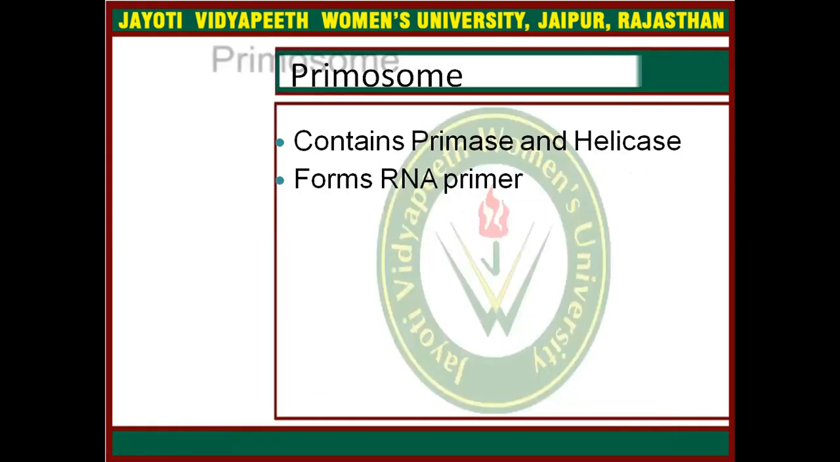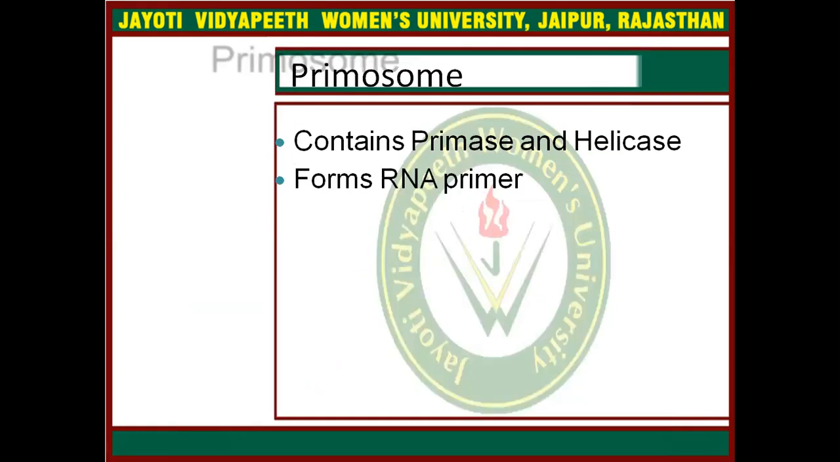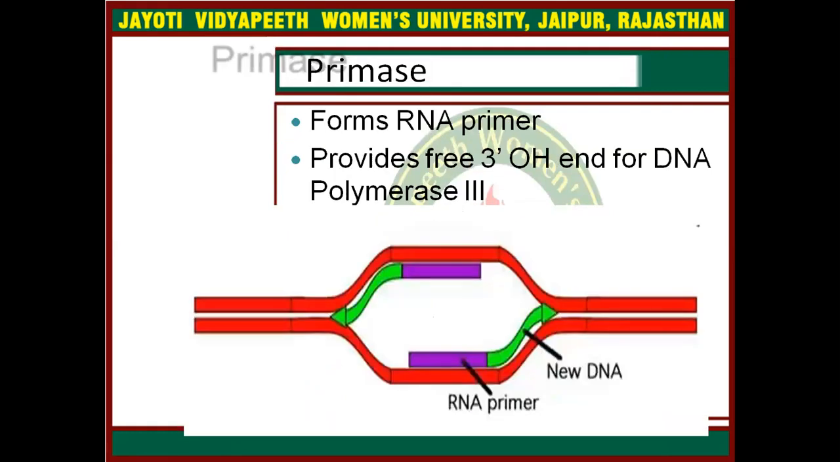Next one is the primosome. The primosome is a complex structure of many proteins which are involved in the initiation of the replication process. It contains the primase enzyme and helicase enzyme, and it forms the RNA primer. As I told you, it is made up of primase and helicase. So now we are discussing the primase.